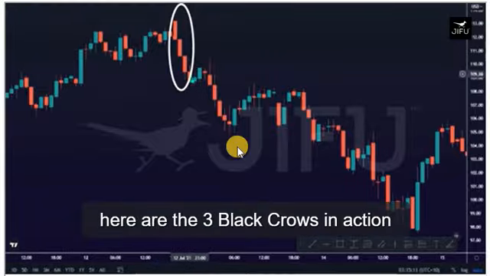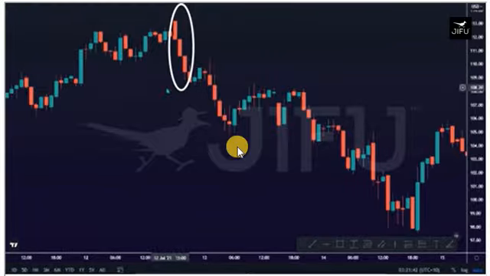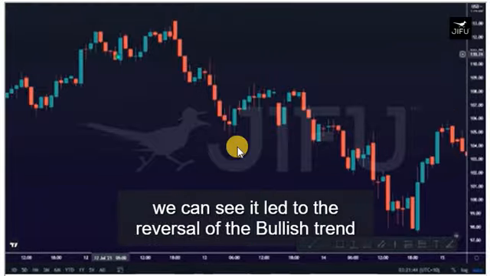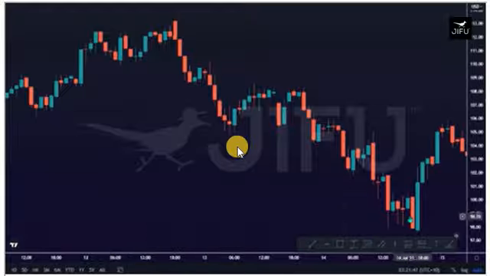Here are the 3 black crows in action. We can see it led to the reversal of the bullish trend here into a bearish trend.